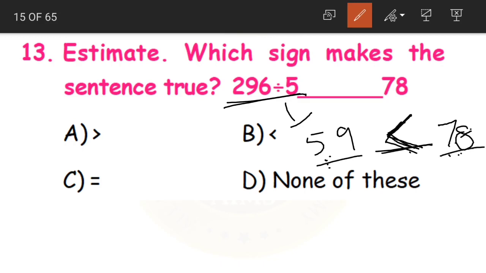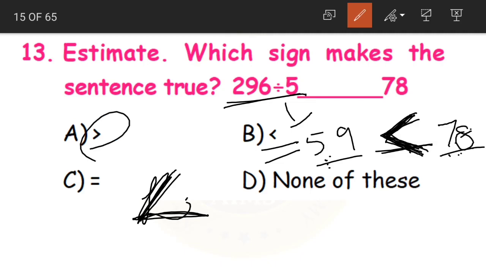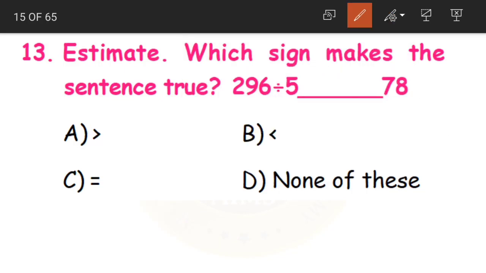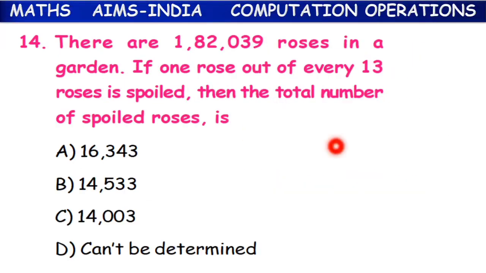59 is less than 78, or simply less than starts with the letter L. Now if you look at this symbol here, this also looks like L only. So this symbol looks like L, stands for less than, and the other symbol stands for greater than. Okay, children? So what sign should we use here? Option B, that is less than symbol. 296 divided by 5 is less than 78. Clear, children? Coming to question number 14.